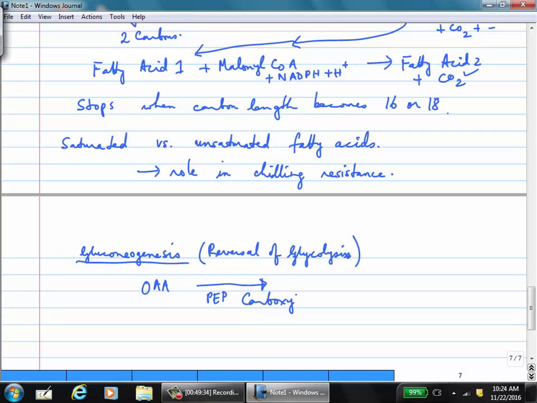carboxykinase, then you get PEP, phosphoenolpyruvate, plus carbon dioxide. You have to get a carbon dioxide because OAA has how many carbons? 4 carbons, all right? So this has 4 carbons, and then PEP has 3 carbons. So you will have to have carbon dioxide removed. So this is like decarboxylation of oxaloacetic acid, right?